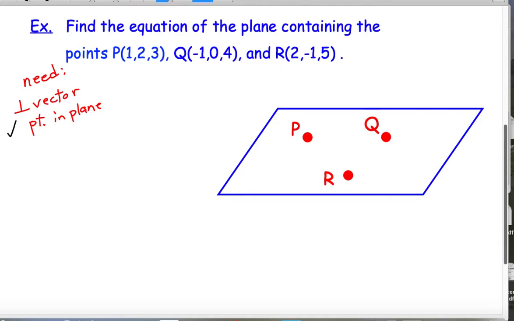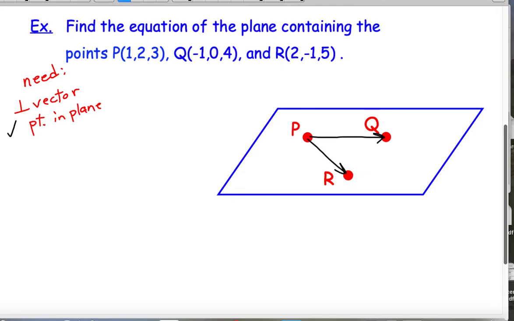But then the next part is we need a perpendicular vector to the plane. Well, we have to go back to our bag of tricks and say, what do we know? Well, if we have 3 points, I could come up with some vectors using those points. I could get the vector PQ and PR, or if you like, you could do QP and QR, or RP and RQ. Doesn't matter, start from the same point though. And so let's find those.